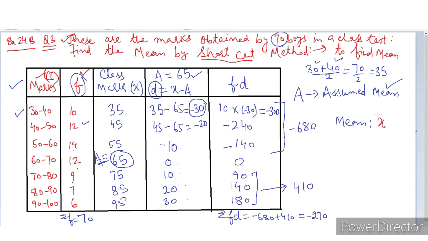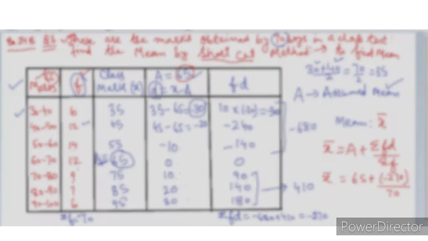Mean, as I told you, is the x bar, and for the shortcut method there is a little difference in the formula as far as the direct method and assumed mean method are concerned. Here the formula is A plus summation fd divided by summation f. What is A here? A is this assumed mean, 65, right? So put the values: A is 65, summation fd is minus 270, don't forget this minus sign, divided by summation f, which is 70.